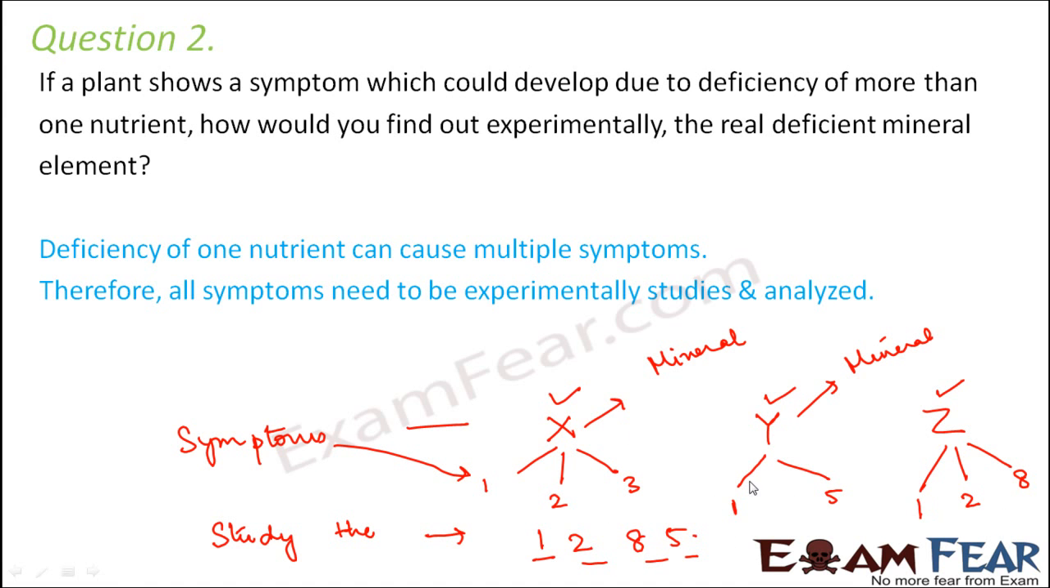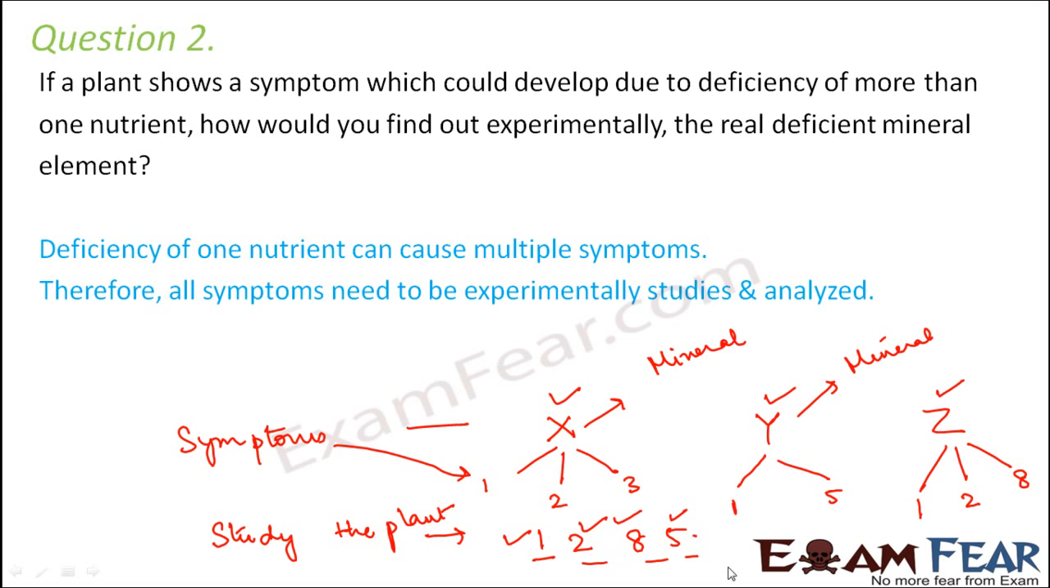Now multiple minerals can have the same symptoms. For example, you see 1 is a symptom which is present for all the 3 minerals. Now when you study the plant, you see that the plant shows these symptoms 1, 2, 8 and 5. So 1 and 2 can be because of X. It can also be because of Z. 8 is because of Z. 5 can be because of Y. So you see, most of the symptoms are because of Z. Z has 1 to 8, this also has 1 to 8, and this 5 can be because of Y, right?